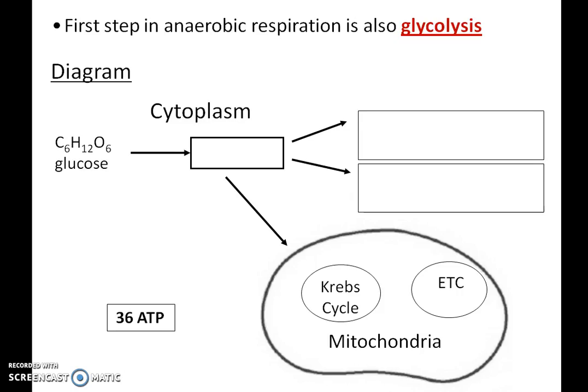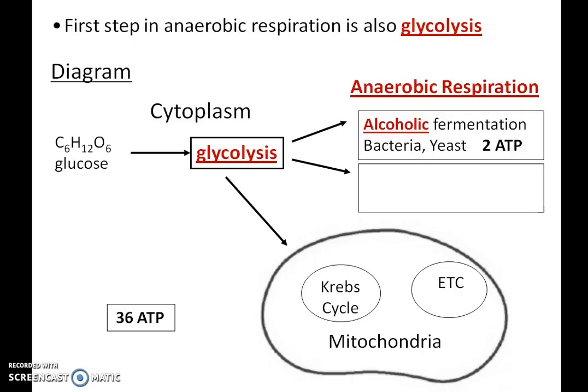The first step in anaerobic respiration is also glycolysis. But what happens is you get either alcoholic fermentation, which yields 2 ATP, or lactic acid fermentation, which again yields 2 ATP, versus the 36 ATP that happens once we get through aerobic respiration. And that is the end of cellular respiration.